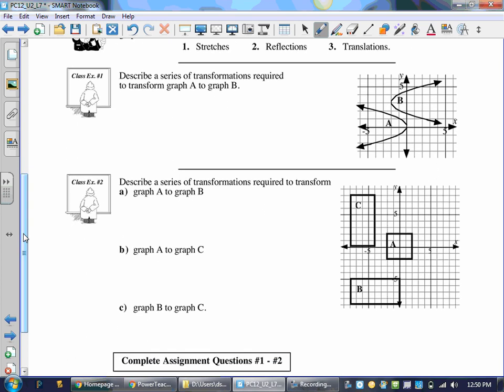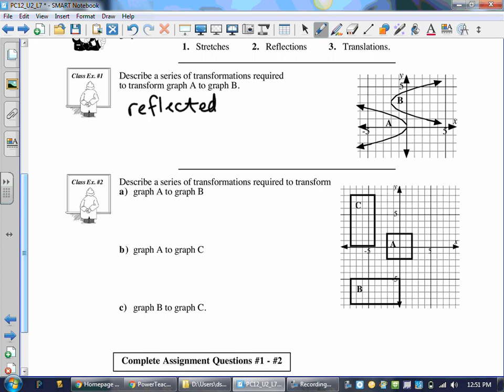Describe a series of transformations required to transform graph A to graph B. What did we do? Is it a different shape? I always look at that. Is it a different shape looking thing? So if it's not a different shape, you didn't stretch it. So what did we do for sure? Quickly. We reflected. That's the first thing I noticed. Doesn't have to be the first thing you notice, but reflected. And then you translated, right?